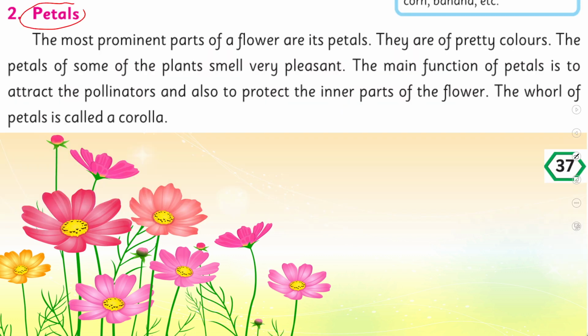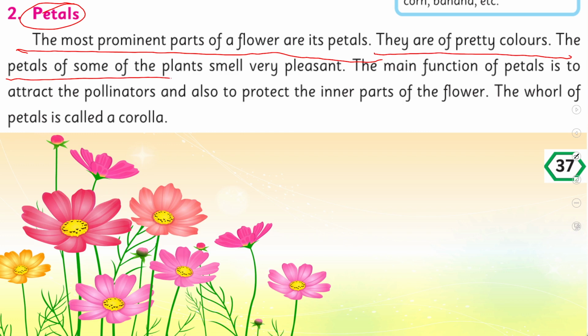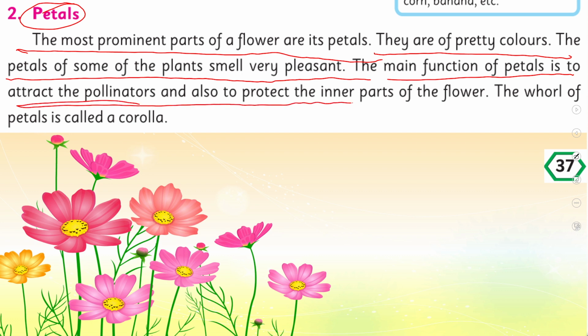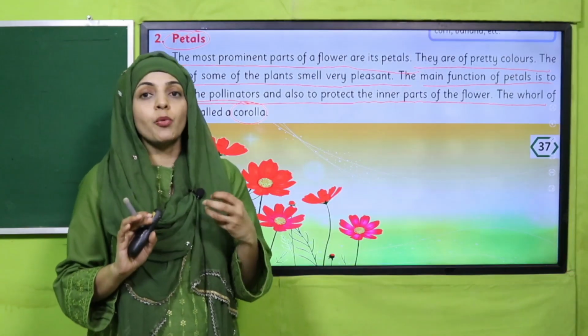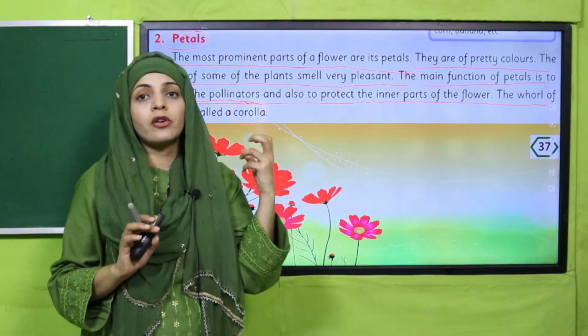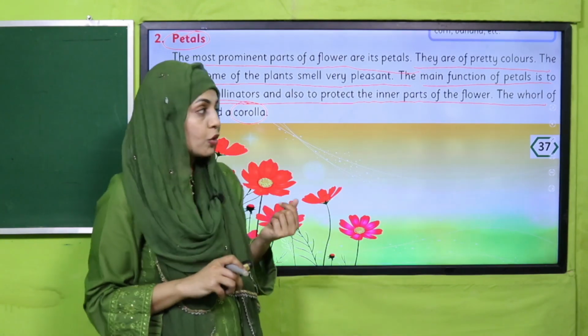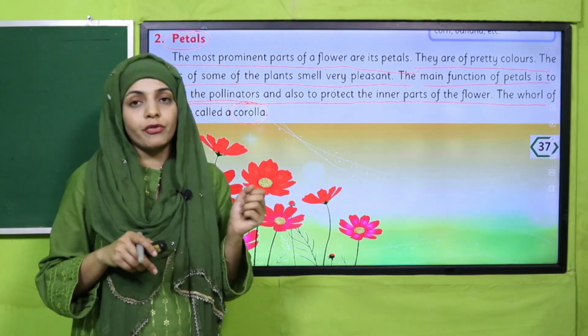Now petals. The most prominent part of the flower is its petals. They are of pretty colors. The petals of some of the plants smell very pleasant. The main function of the petal is to attract the pollinators and also to protect the inner part of the flower. The whorl of the petal is called corolla. So my dear students, सेपल के whorl को, उसके चक्कर को calyx कहते हैं और पेटल्स के whorl को corolla कहते हैं. Okay, so petals का main काम क्या होता है कि ये insects को attract करती हैं अपनी तरफ, and they have nice fragrance also, and they also protect the inner structure of the flower.